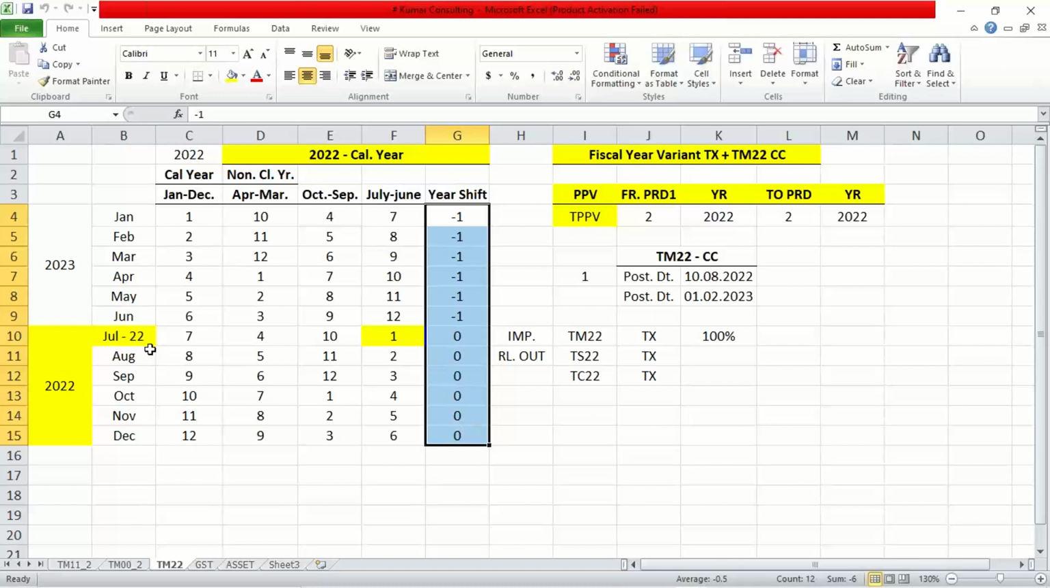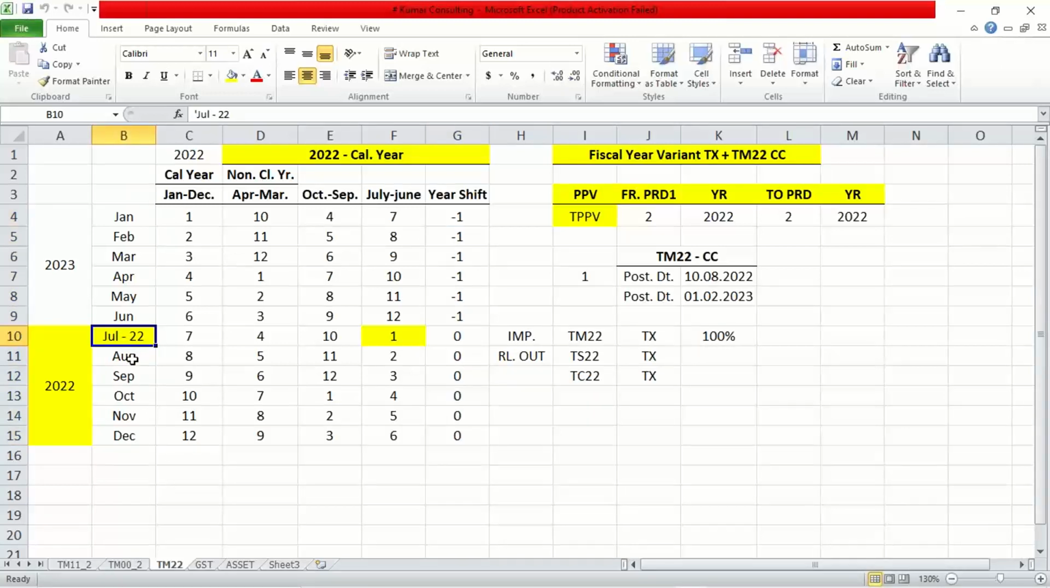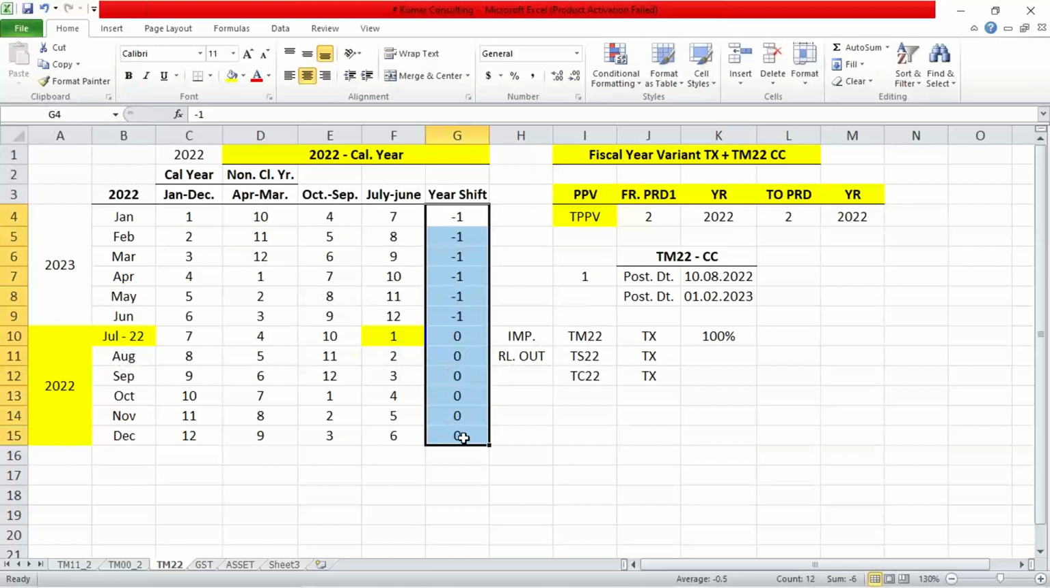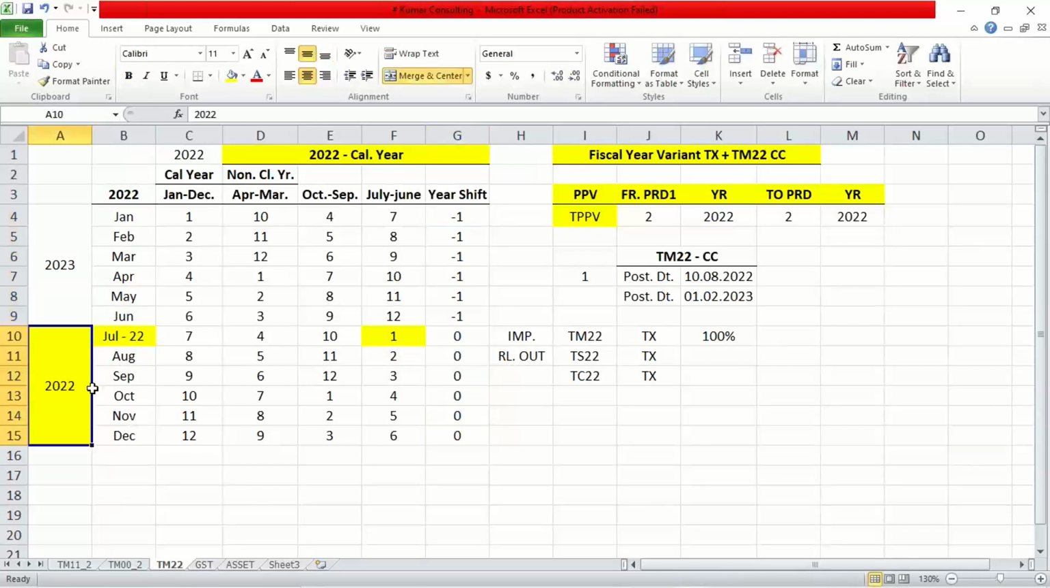When we define this fiscal year, we are in calendar year 2022, July onwards. When we have to define a fiscal year variant, it is going to be either -1 or +1. All depends upon the client requirement. July onwards, which year is going to be started? If the client says that July onwards, 23 is going to be started, 2023 is going to be started.